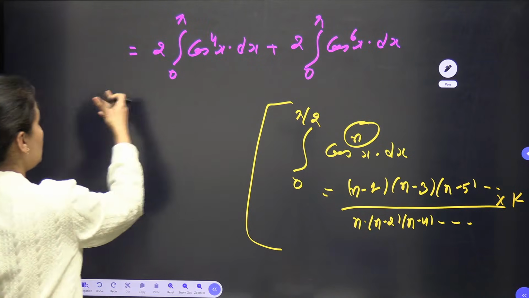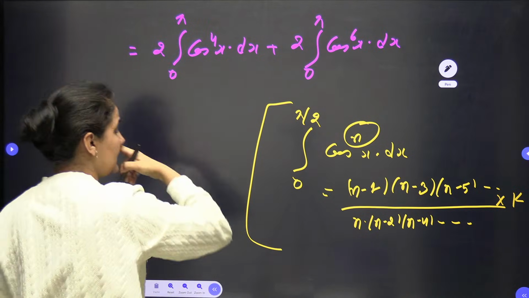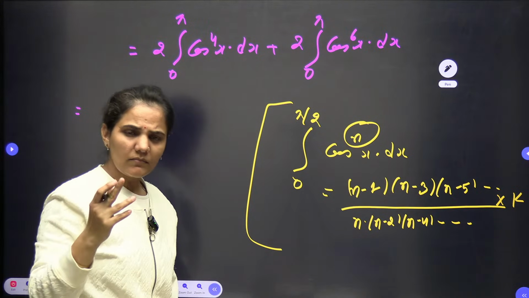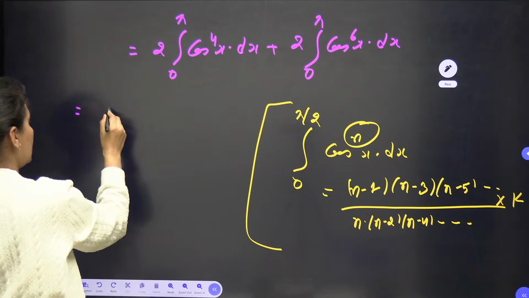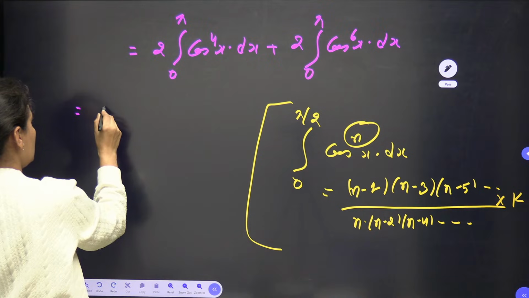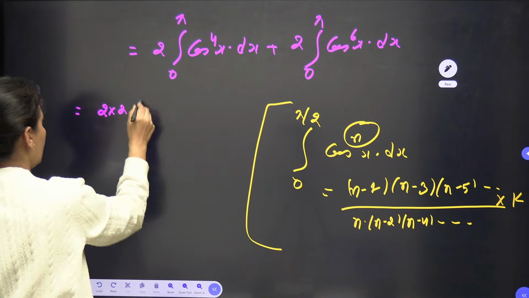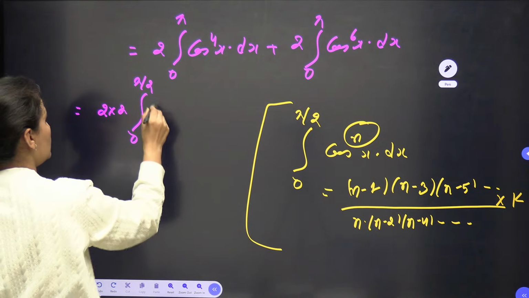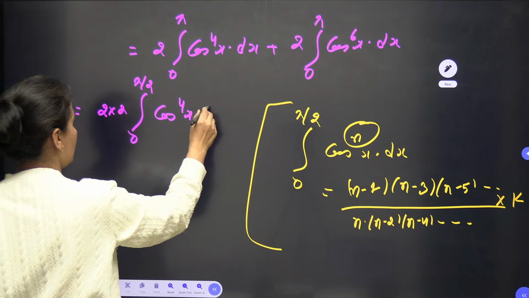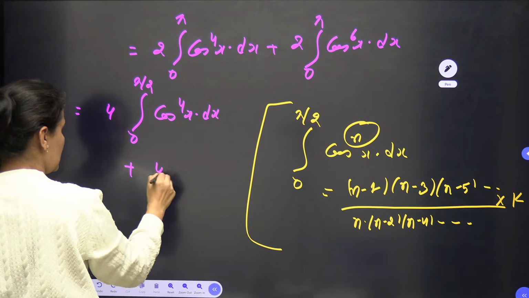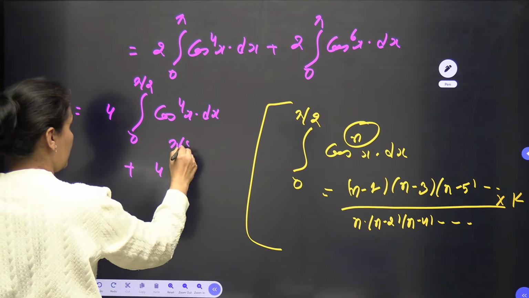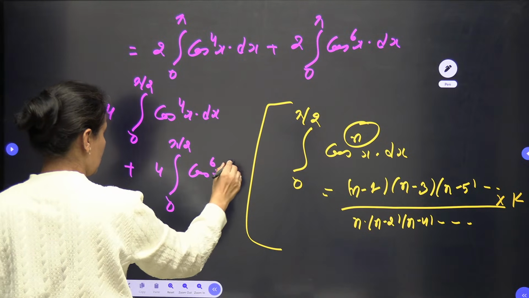You will say, ma'am, here the limit is pi. Yes, the limit is pi, but we can break it. Since there is a 2, I can write this as 2 into 2, and this will be the integral from 0 to pi by 2 of cos to the power 4x dx. I am breaking this limit, so this will be 4 basically. Same here, this is 4 times the integral from 0 to pi by 2 of cos to the power 6x dx.